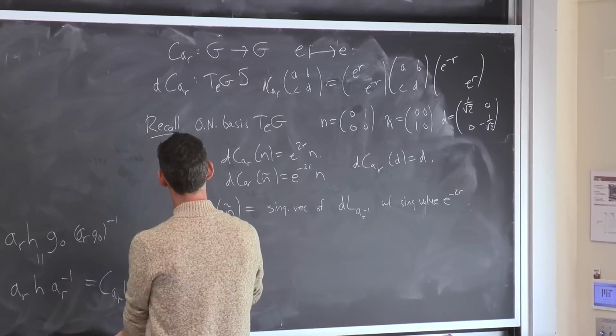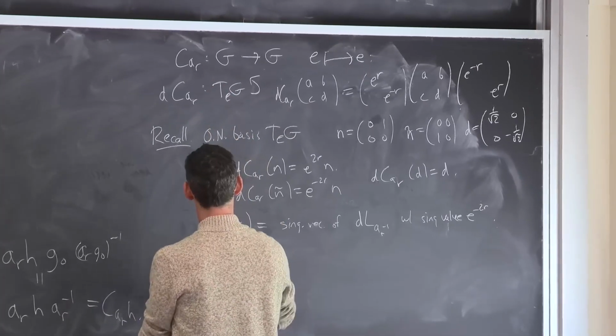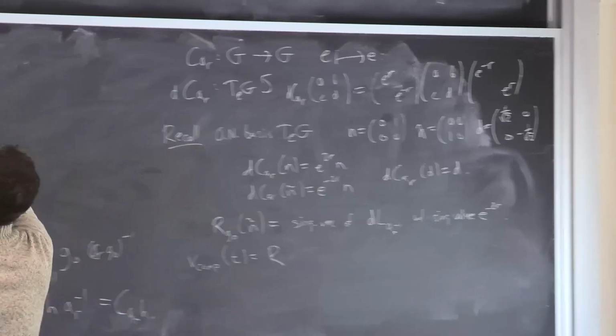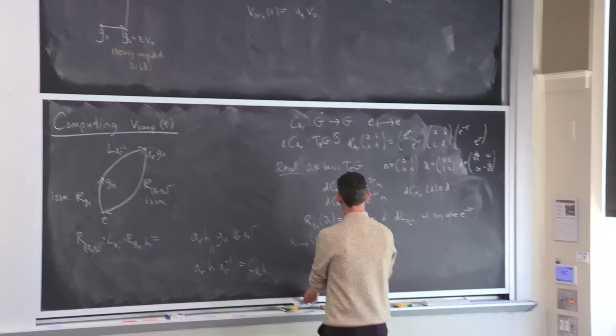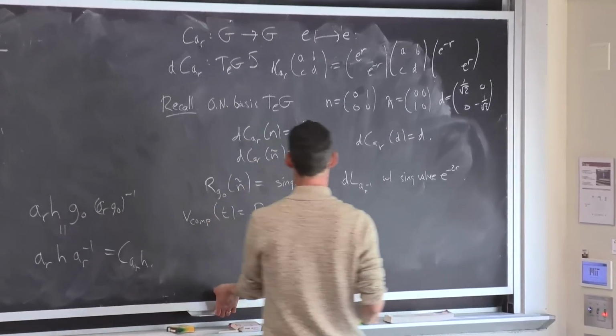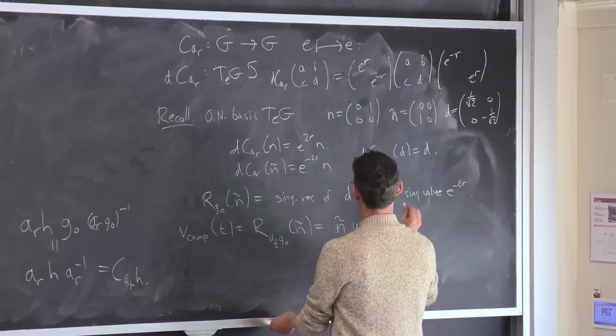So the compression vector at time T, at A_R, now I'm not necessarily at the point g_0, but at the point U_T g_0. So it's the right action by U_T g_0 of ñ. So that's ñ U_T g_0.